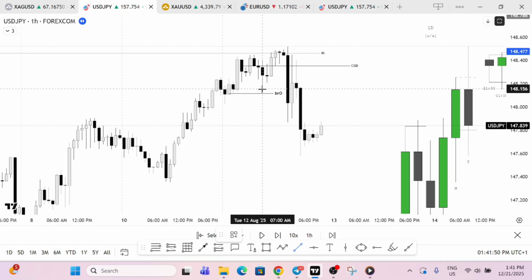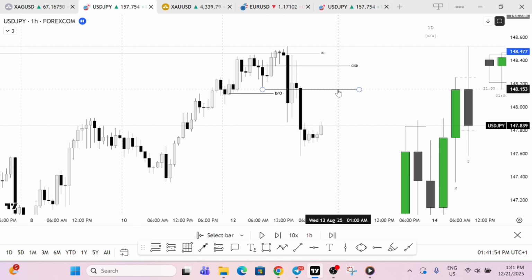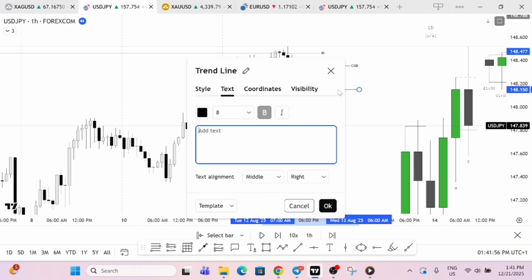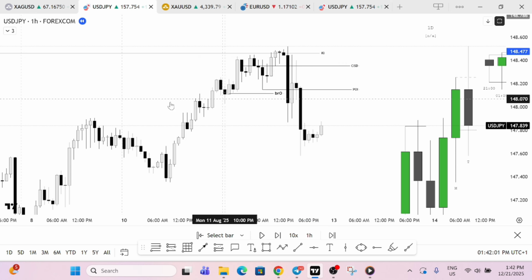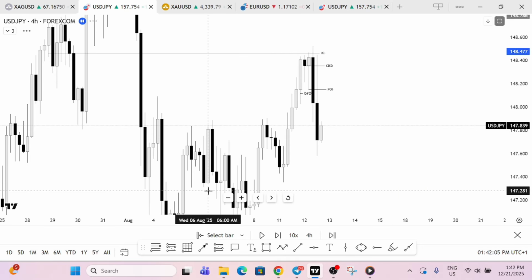So what do we see? We have this zone here. This is a candle 2 failure, and we have this zone as a point of interest. We call this a POI, and we want to look for a potential entry here, so we can confirm that on the 4-hour time frame.